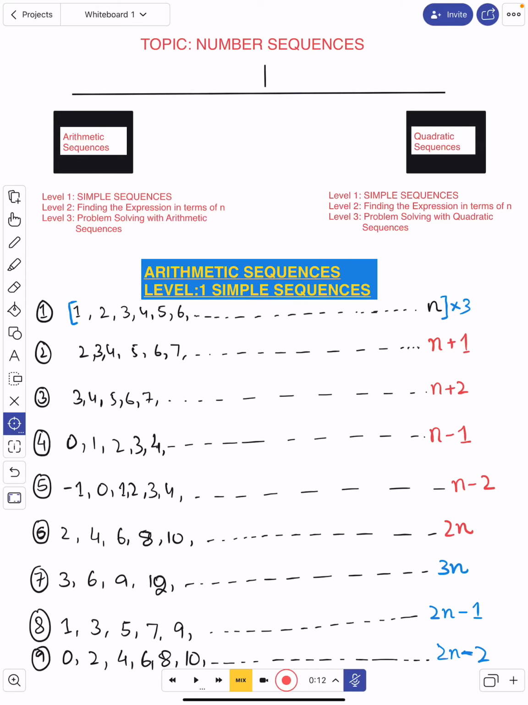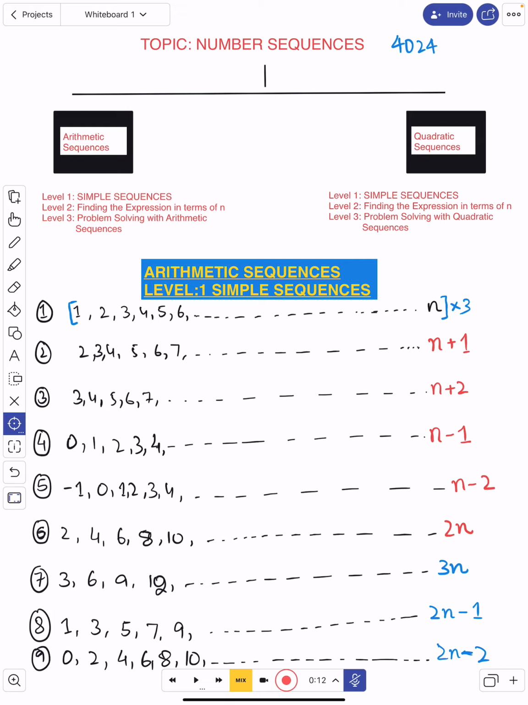This is number sequence. Your course name is 4024. In this 4024 course of A level, O levels mathematics, you have subtopics arithmetic sequences and quadratic sequences. For arithmetic sequences: level 1 simple sequences, level 2 finding an expression in terms of n, level 3 problem solving with arithmetic sequences. For quadratic sequences: level 1 simple sequences, level 2 finding the expression in terms of n, and level 3 problem solving with quadratic sequences.